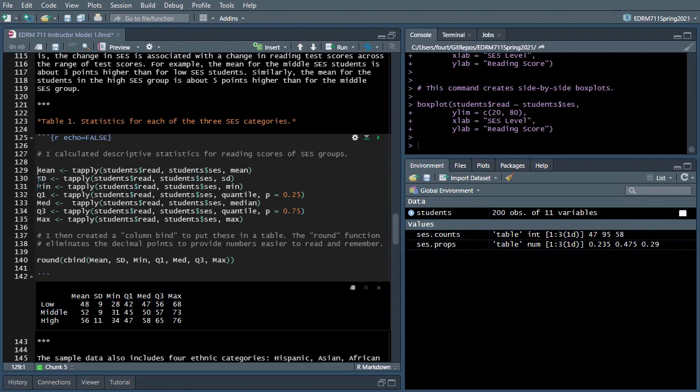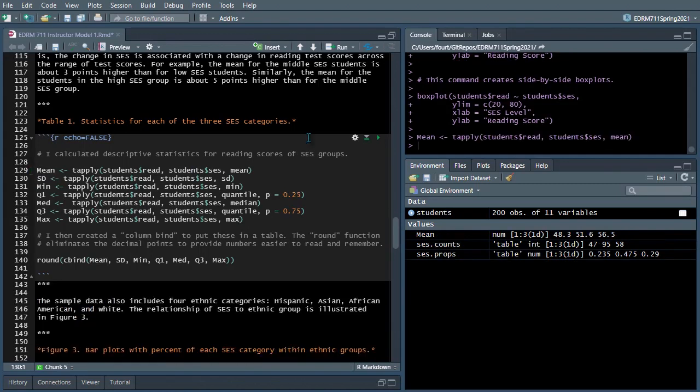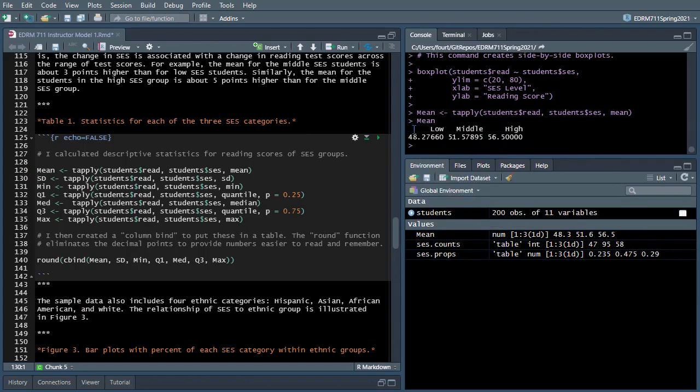So if I run just this line, let me do that. And if I then type up here in the console window, mean, you'll see it gives me the mean for low, middle, and high. So I'm going to do that for standard deviation, minimum, first quartile.